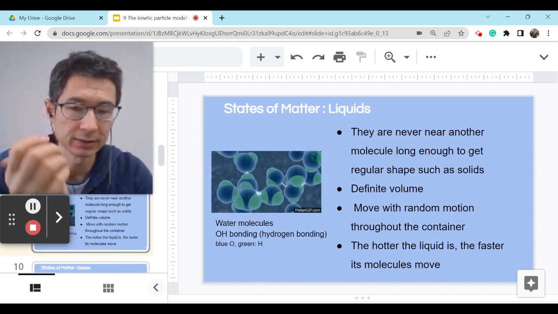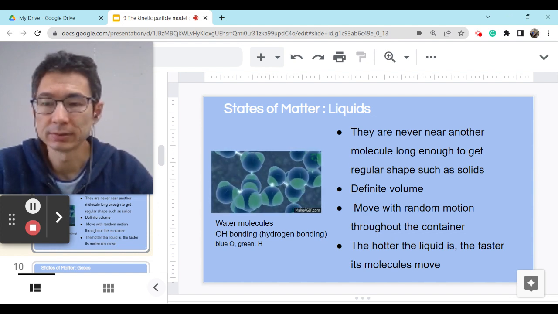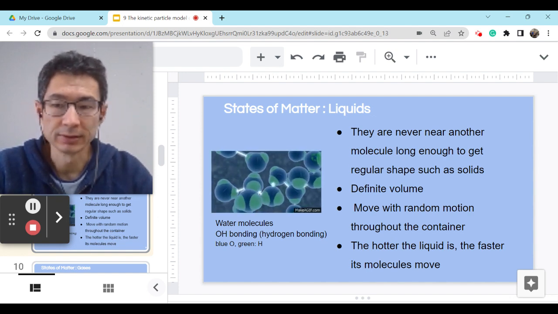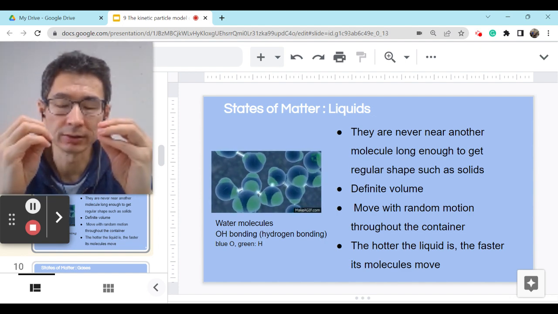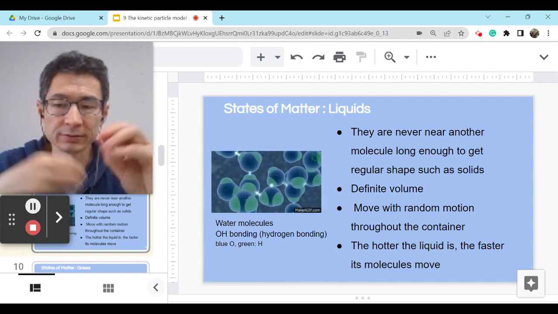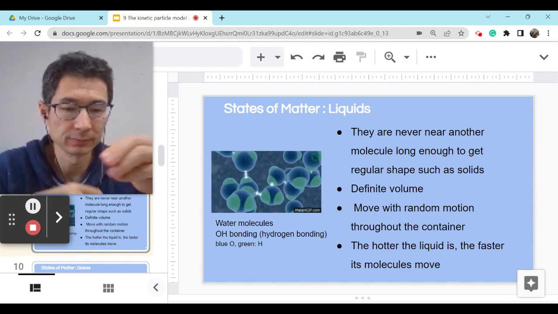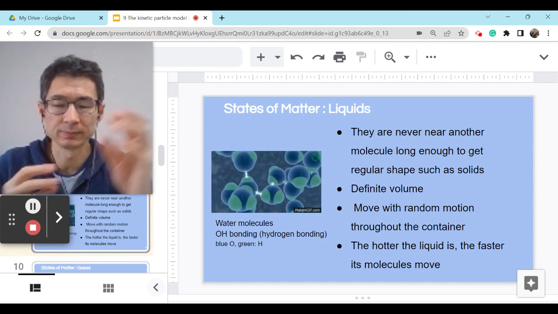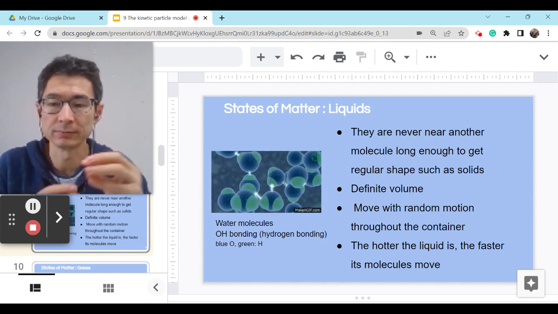Next is liquids. The KPM, kinetic particle model, says that liquid molecules, liquid particles, are not as close as in solids. There is freedom that they can move around, but they are not as far apart as in a gas. They are close to each other. Again, the interactive forces keep them together.